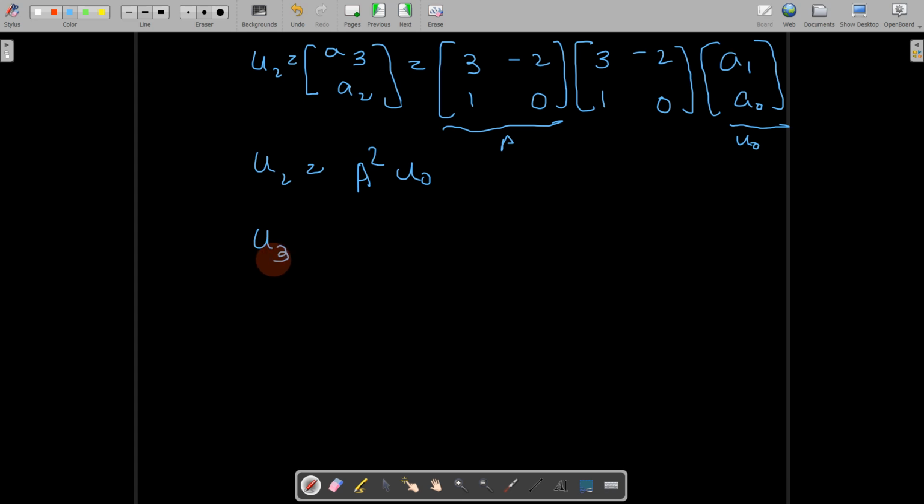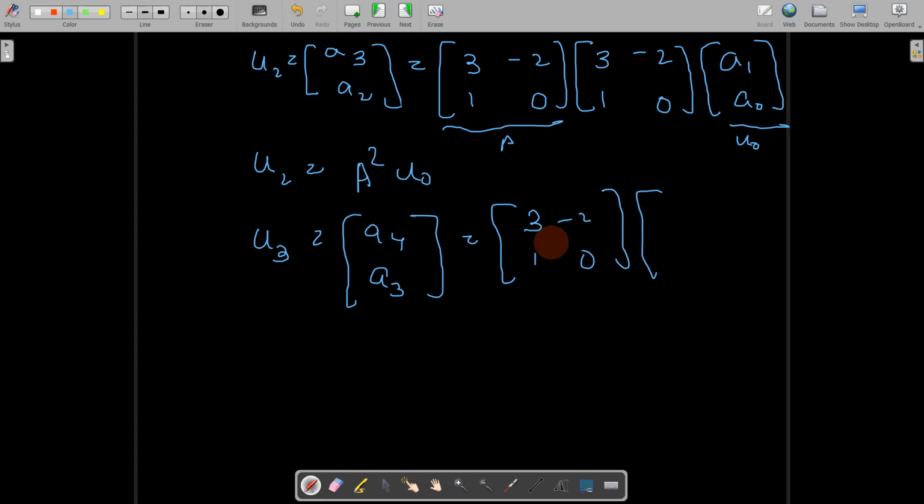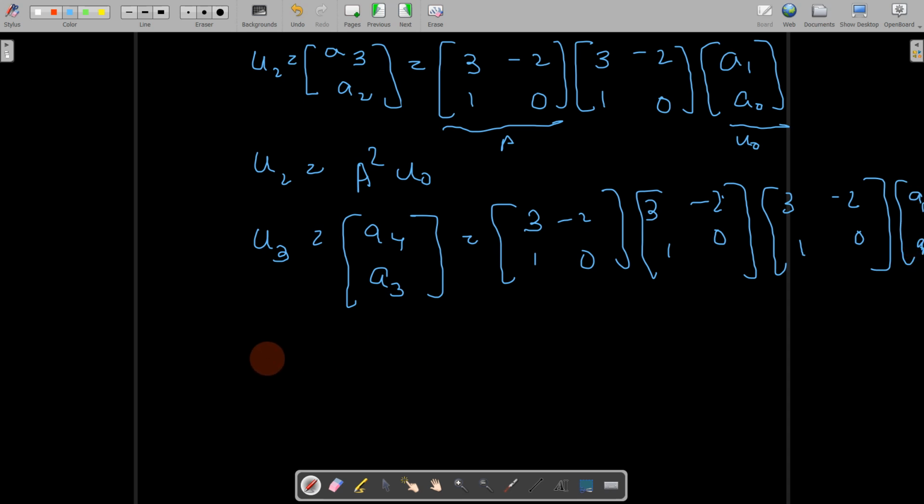Similarly, if you write U3, U3 would be your A4 using A3, which is equal to A, 3, 1, minus 2, 0, and the input would be your U2. I know the value of U2, it's A square U0. That means 3, 1, minus 2, 0 again, times A square, times U0, A1, A0. So U3 is equal to A cube times U0.